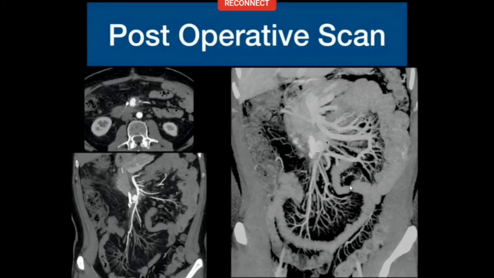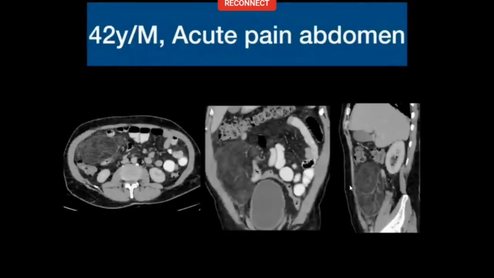So if you try to remove the entire small bowel, entire vascular arcade from here, you would have to remove all of this bowel. So that is how you decide whether the lesion is resectable in the mesentery or not.